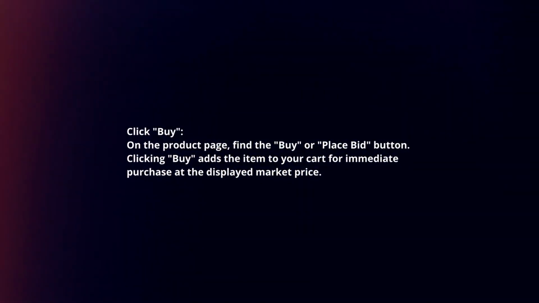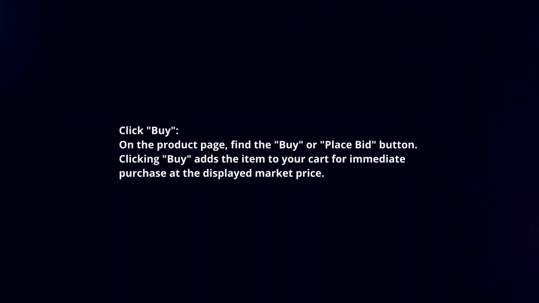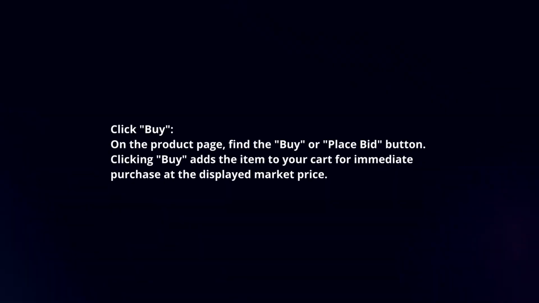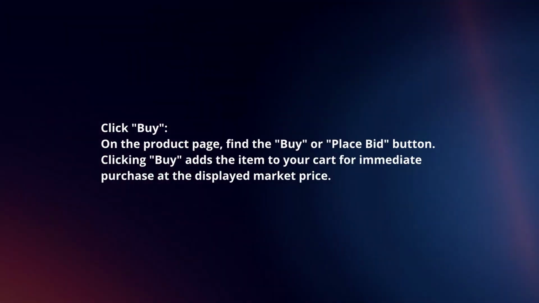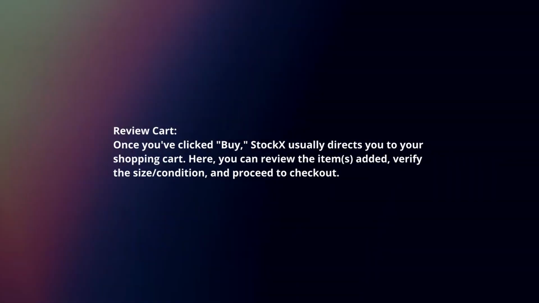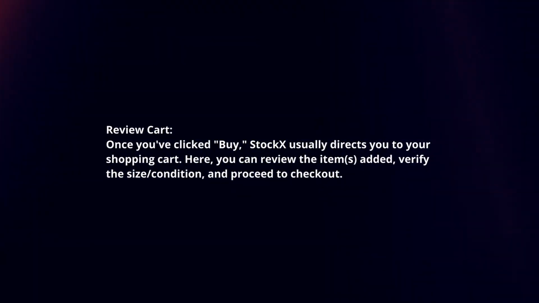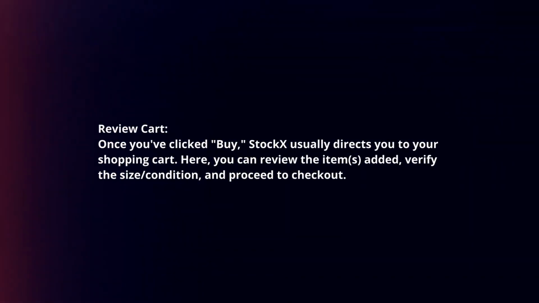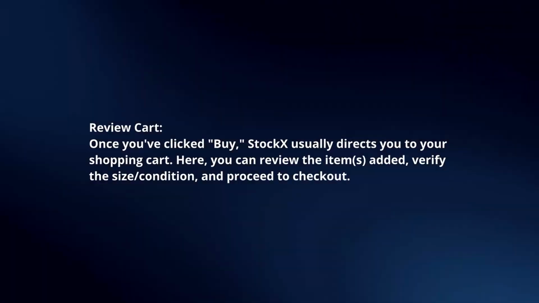Click Buy. On the product page, find the Buy or Place Bid button. Clicking Buy adds the item to your cart for immediate purchase at the displayed market price. Review cart. Once you've clicked Buy, StockX usually directs you to your shopping cart. Here, you can review the item added, verify the size or condition, and proceed to checkout.